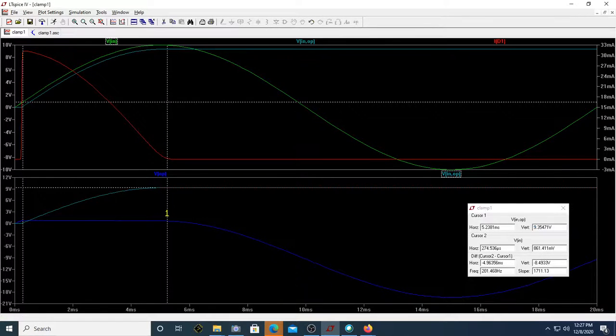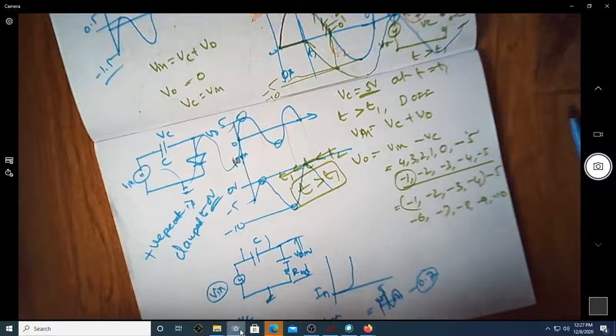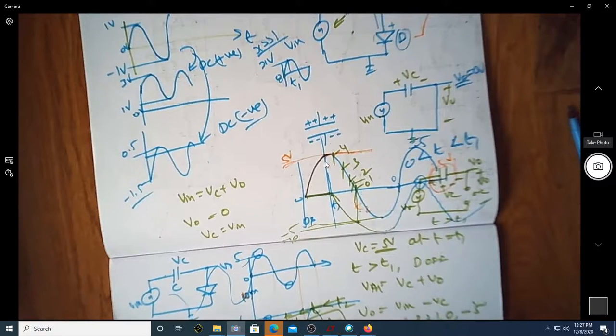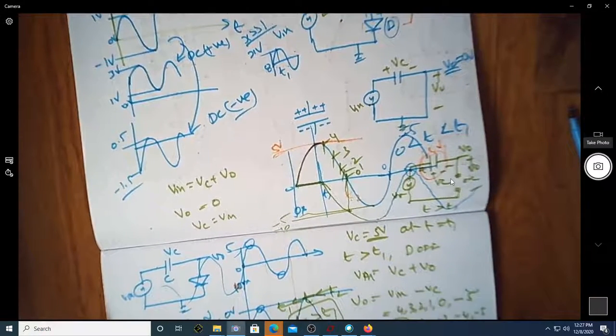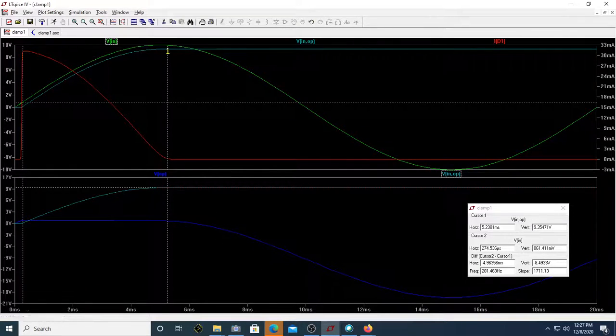Once the input voltage started reducing, this diode turns off. How to make out whether the diode is turning off or not? You can see this is the point where the input voltage started reducing. It was at its peak voltage of 10, and now it is 9.5, 9, 8.5. When the input voltage started reducing, can you see the current has become 0 here? This is my diode current. Diode current 0 means the diode is off.